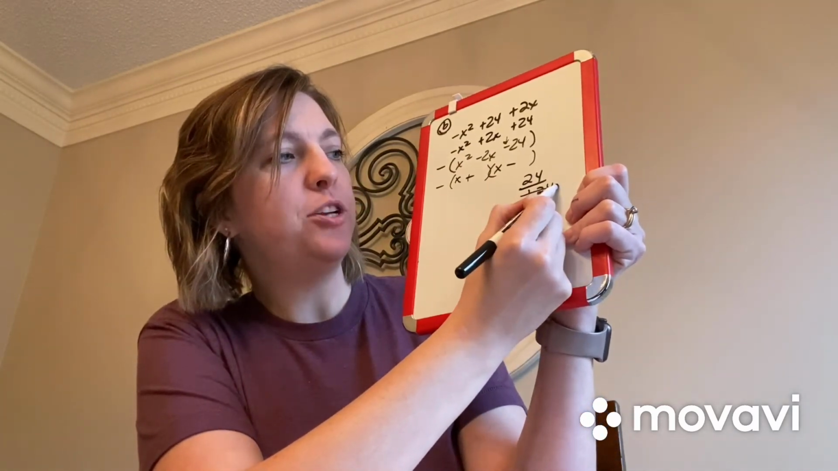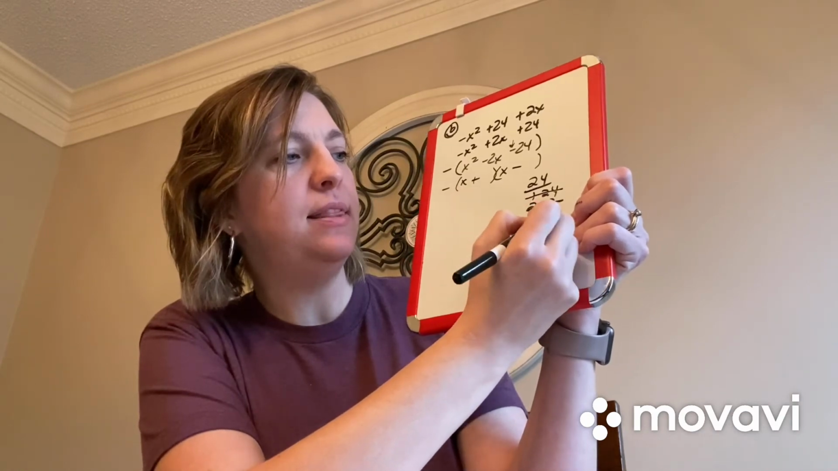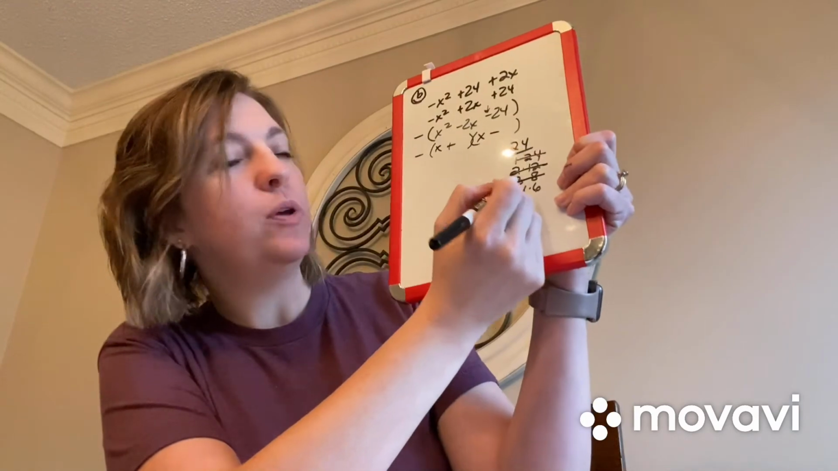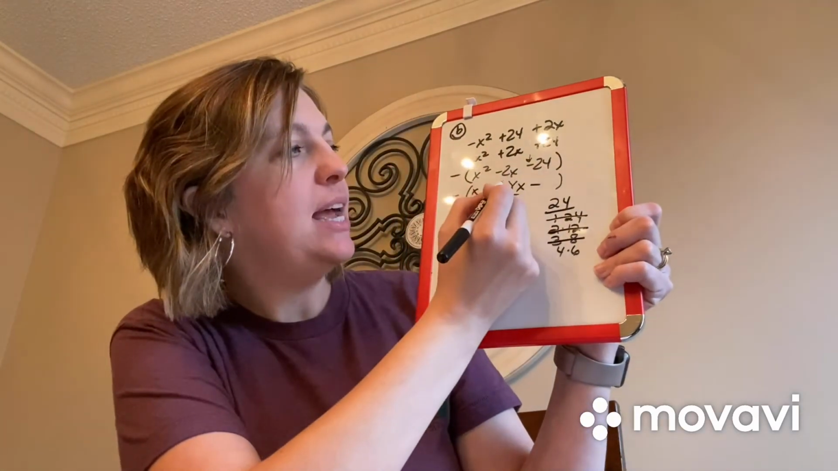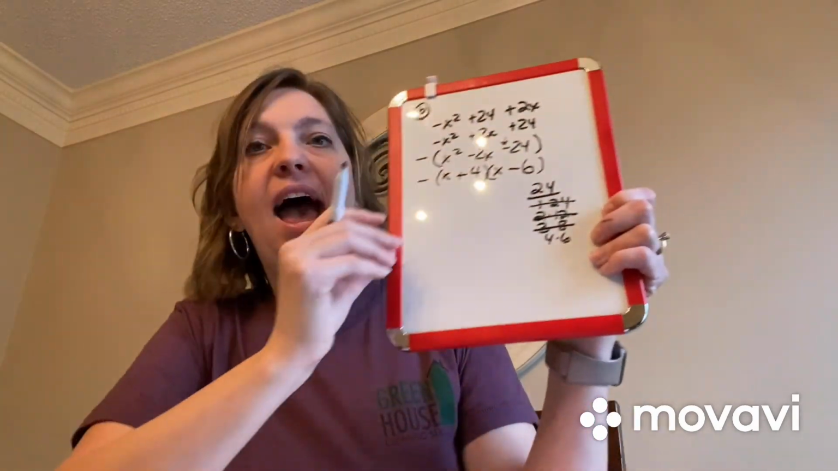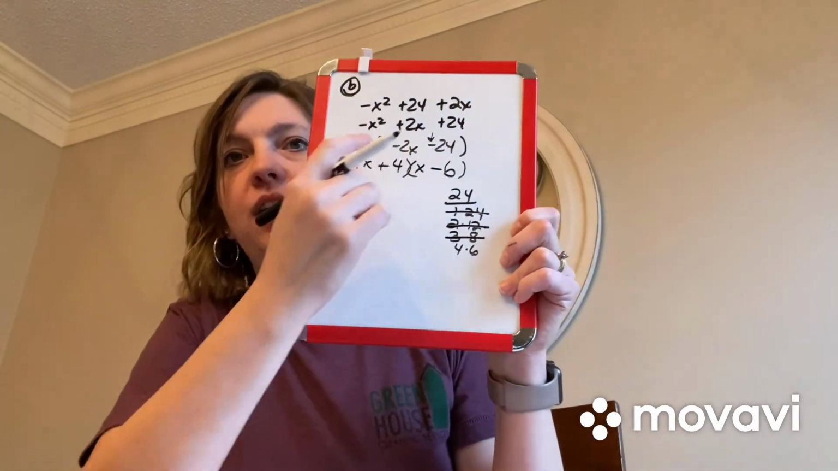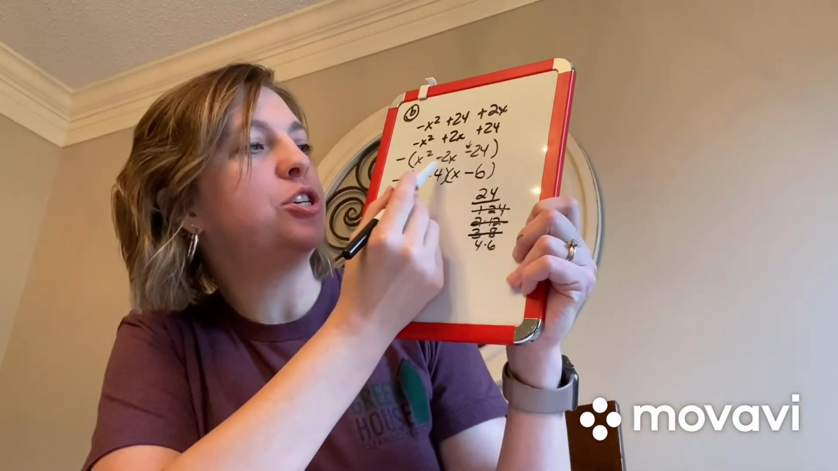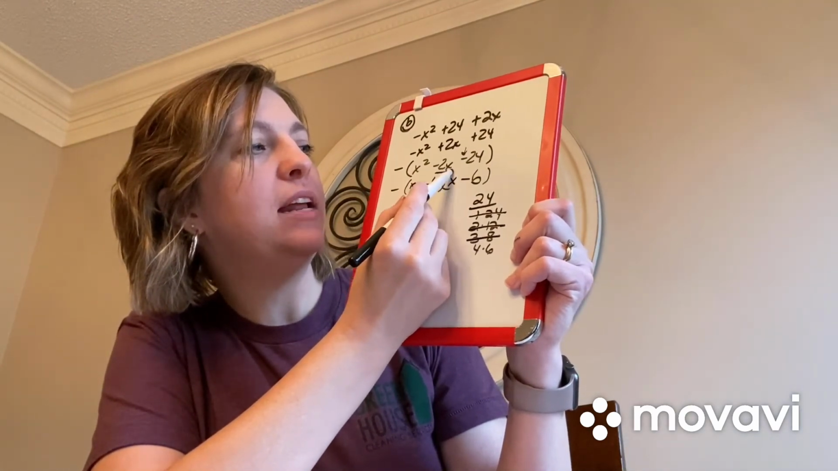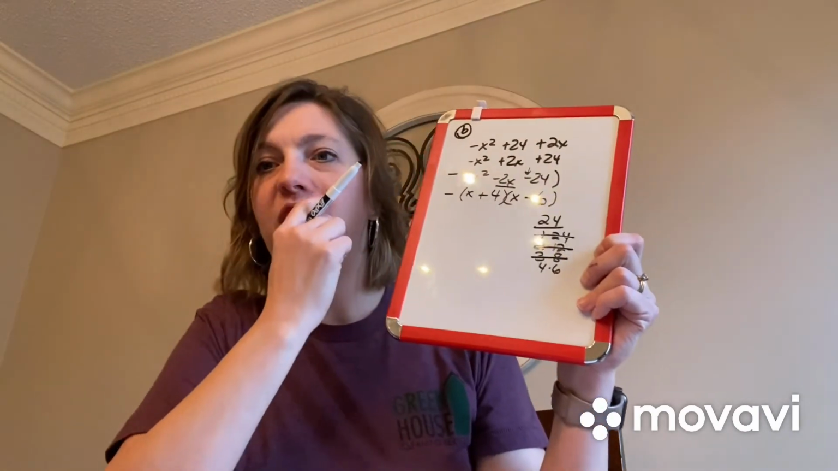Well, that would make 23, that would make 10, that would make 5. It has to be 4 and 6. Now, which one goes with which? Well, I've got 4 and 6. Well, 6 has to go with the negative. So that is my final answer. I factored it, and I can FOIL to check. X squared minus 6x plus 4x would make my negative 2x minus 24.